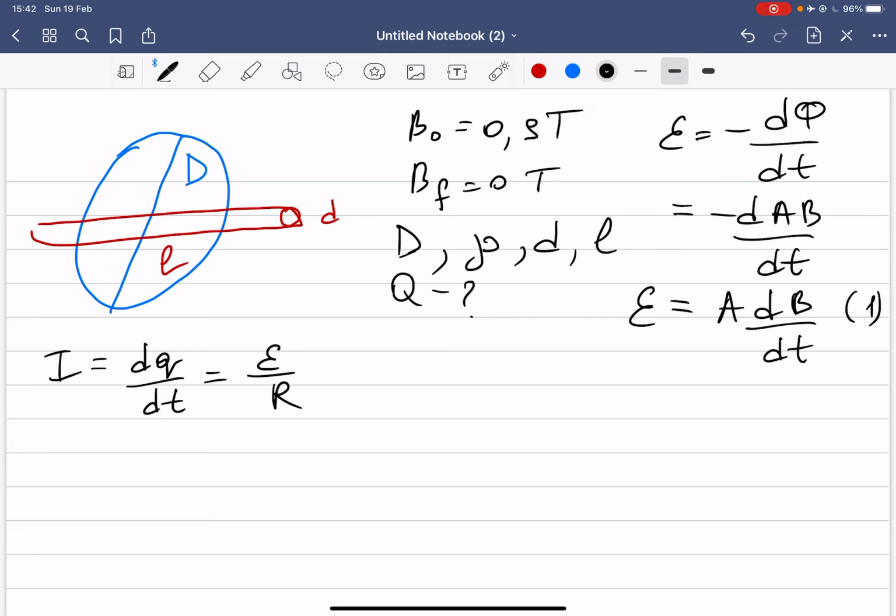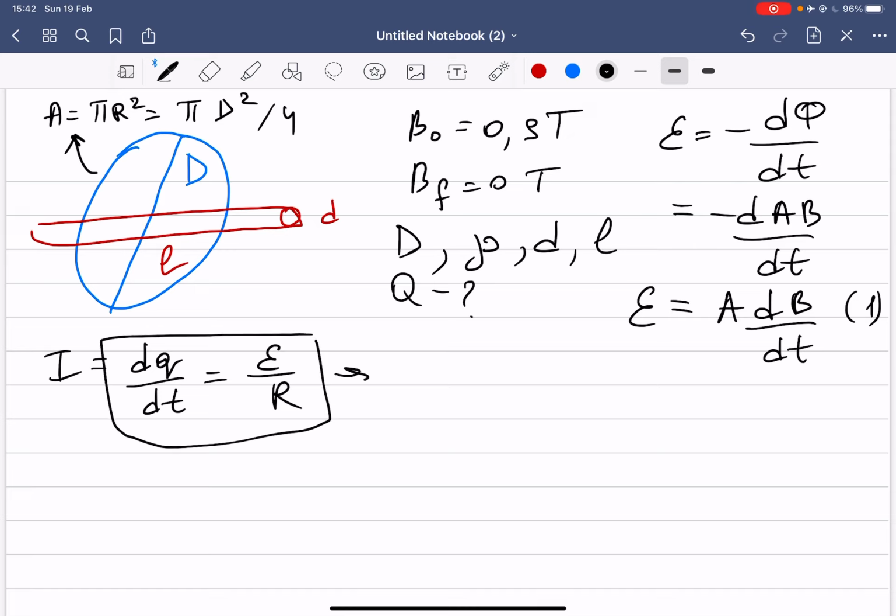Now, first of all, how can we get the area of this loop? The area for this loop is actually pi R squared or pi D squared over 4, correct? So let's write it down. By taking this equation, we can say that dq is basically equal to EMF dt over R.